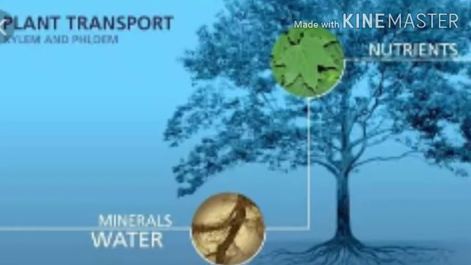Have you heard about vascular tissue? Before that, I have a question. You studied that the water and minerals absorbed by the root of the plant reach the leaf. It is in the leaf that plants prepare food, that is, they perform photosynthesis. Have you ever thought how this water and minerals reach up to the leaf?